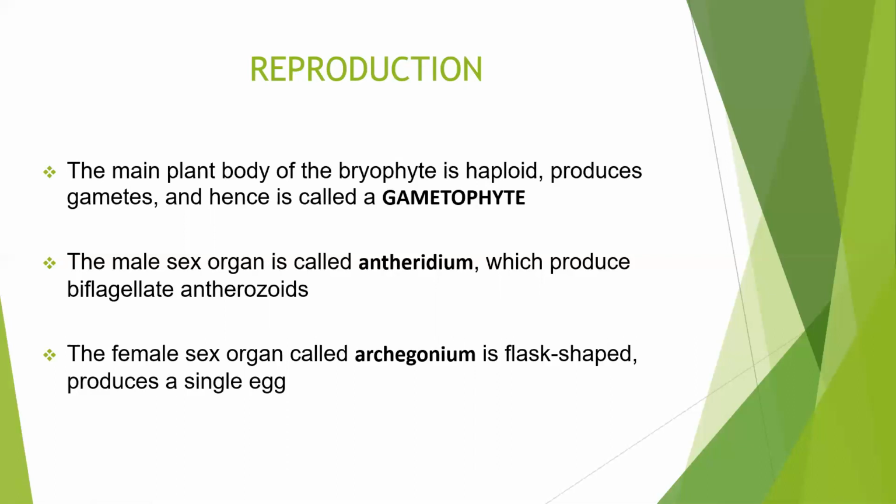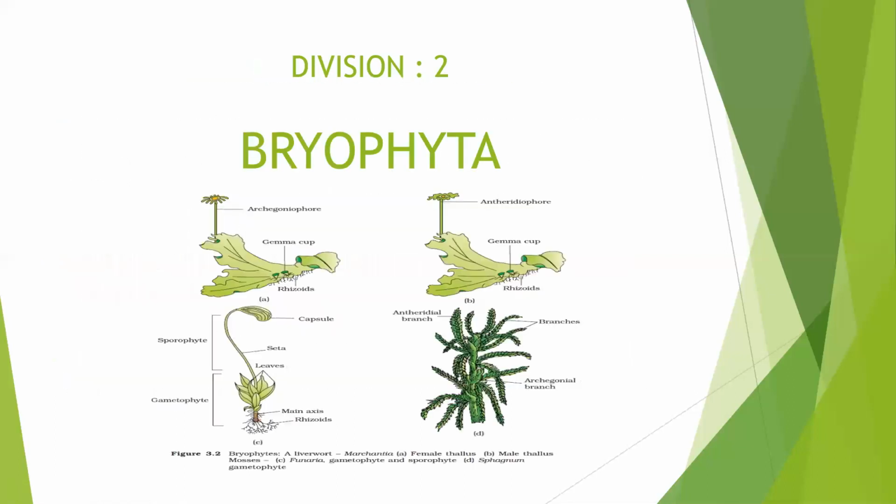On this main plant body, on this gametophyte, you will find male sex organs known as antheridium and female sex organs known as archegonium. Now, let me show you this figure, this diagram. You can see this is the antheridium. This is the male thallus bearing antheridiophore bearing the antheridium. And this is the female thallus, archegoniophore bearing the archegonium.